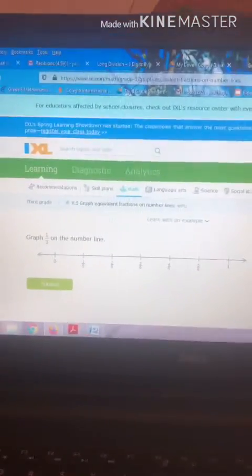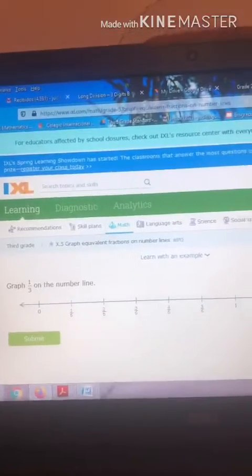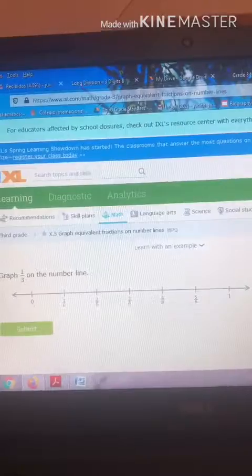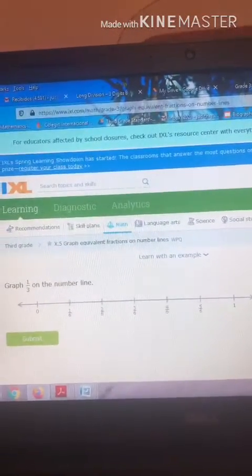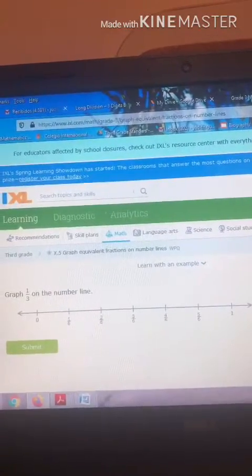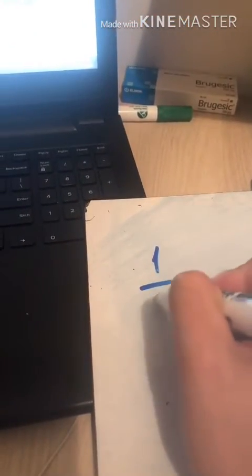Okay, the second assignment you have for today is X5. And this looks a little bit different from what we did before. On this one, they are asking you to graph 1/3 on the number line. That means a fraction that takes up the same space as 1/3. I'm going to show you how to do it using math here. 1/3, right? And they want you to place that on the number line.